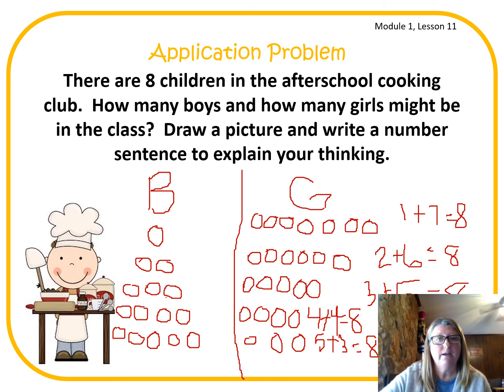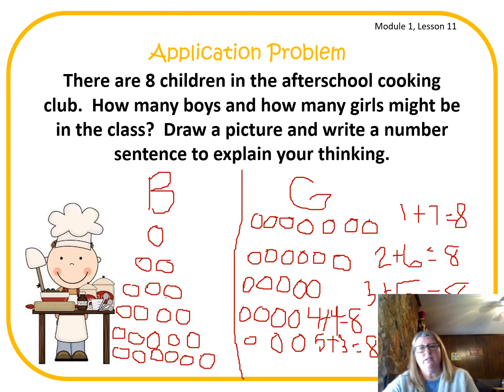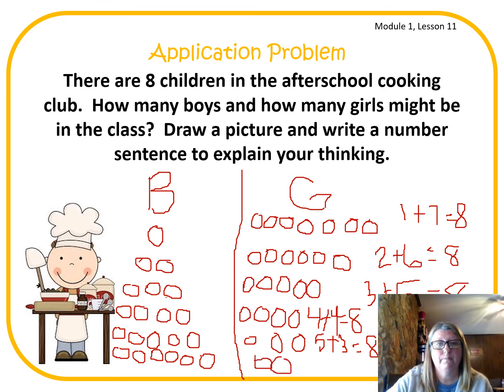All right, so now imagine there were 6 boys in the class. So 1, 2, 3, 4, 5, 6. We'll see how many girls there would be. So you could go 7, 8. Okay, so if there's 6 boys in the class, there would only be 2 girls in the class. So that is 6 plus 2 equals 8.